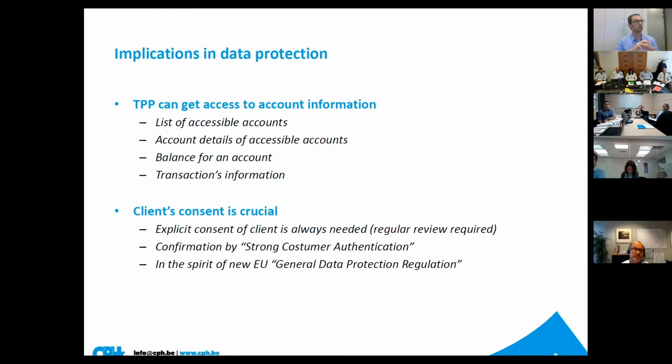But the client's consent is crucial. Each time a TPP is asking for that data, we should be sure as a bank, and it's the responsibility of the bank, that it's really the client who is asking. There is always an explicit consent needed, and if it's just accessing the data, that consent should be reviewed regularly, every 90 days. It's not a consent forever. That consent should always be confirmed by strong customer authentication, so 2-factor authentication, and it's always in the spirit of the general data protection. If the TPP gets the consent, then the TPP should respect the General Data Protection Regulation.